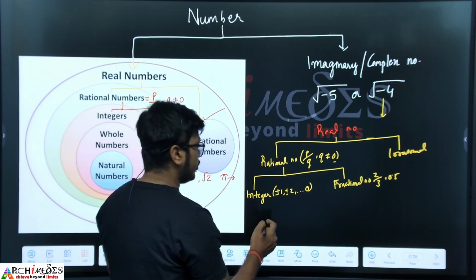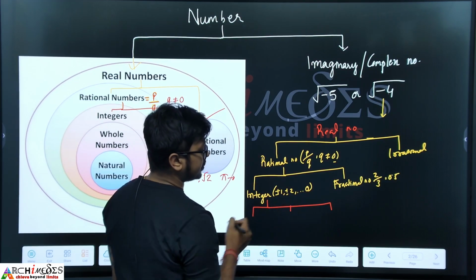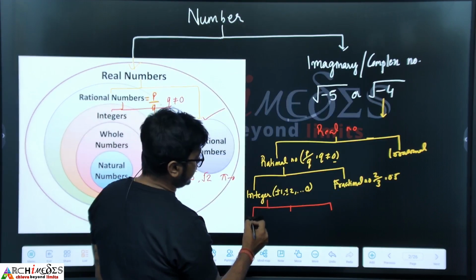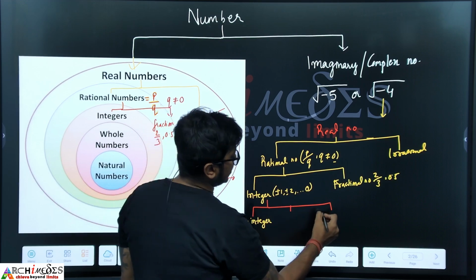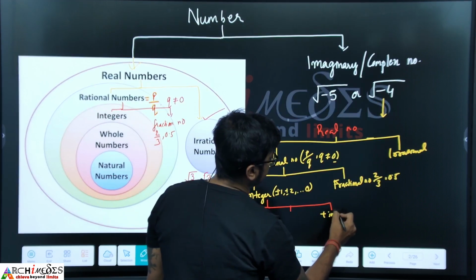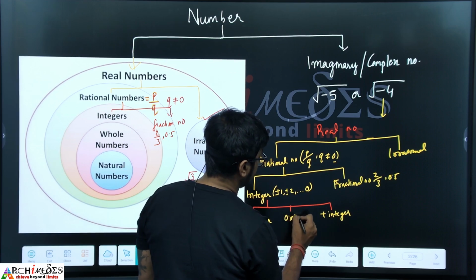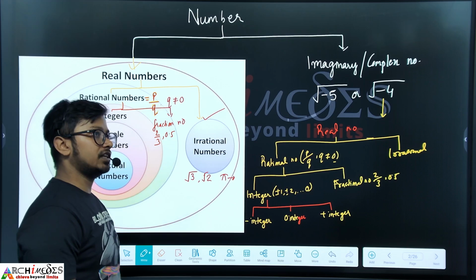Now again this integer is divided into three parts. Remember that. One is a negative integer, another one is a positive integer, and another one is the zero integer. Remember that zero is neither positive nor negative.